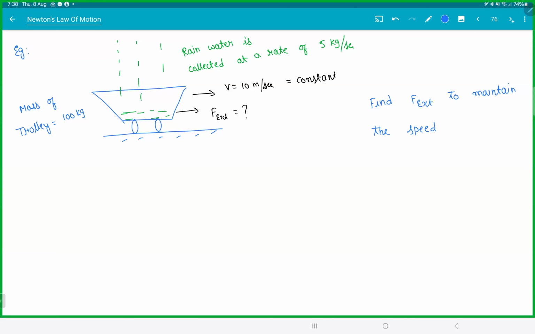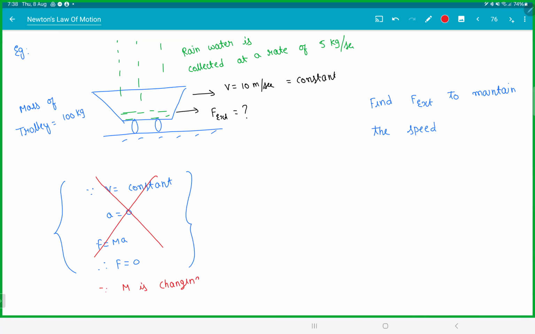Now, I'll show you normally how to do this thing. Listen. What most people do, they say like this. Since speed is constant, acceleration is zero. Therefore, from F is equal to ma, F is equal to zero. What is the problem with this? This is a mass blunder. Since m is changing, first of all, you can't use this. F is not equal to ma.